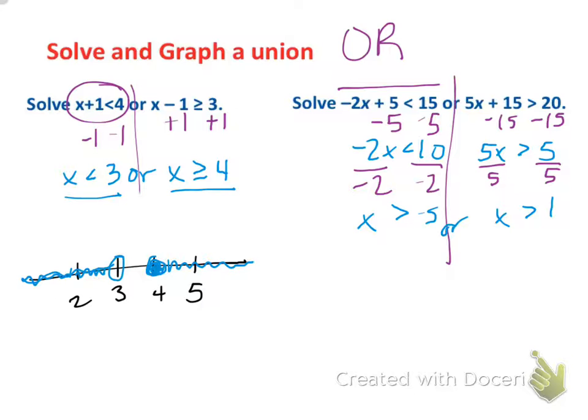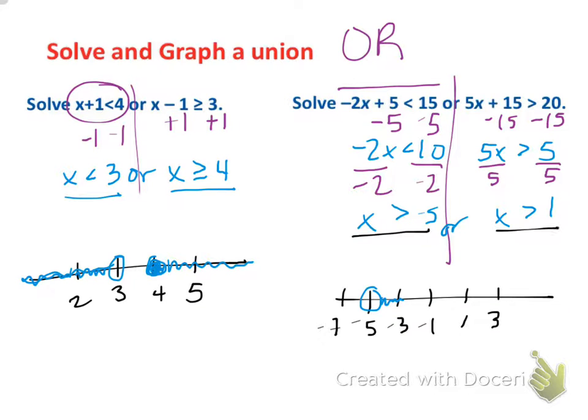So to graph that, we got to make sure we've got negative 5. I'm going to skip by 2 so I don't run out of space. All right, so we're doing first, x is greater than negative 5. That's going to go in this direction. Or x is greater than 1. That's going to go in this direction.